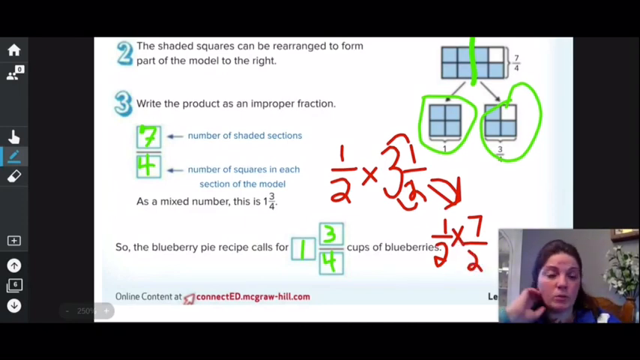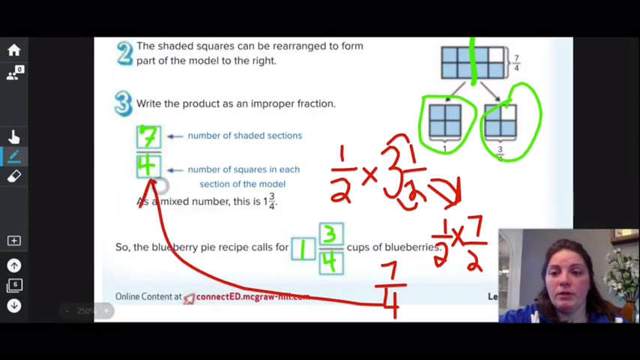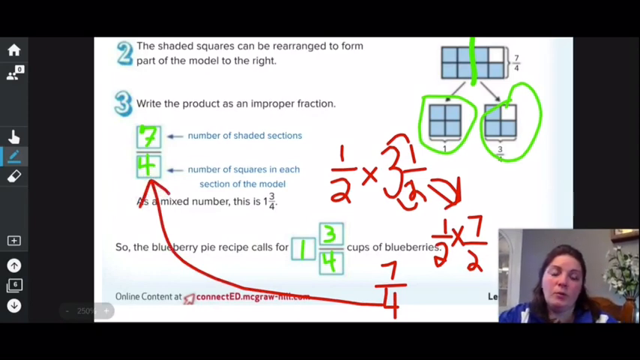And now I multiply my numerators, multiply my denominators. 1 times 7 is 7. 2 times 2 is 4. Notice we get the same thing that we had here, but we have to still turn it into a mixed number. All right, let's take a look at another example.